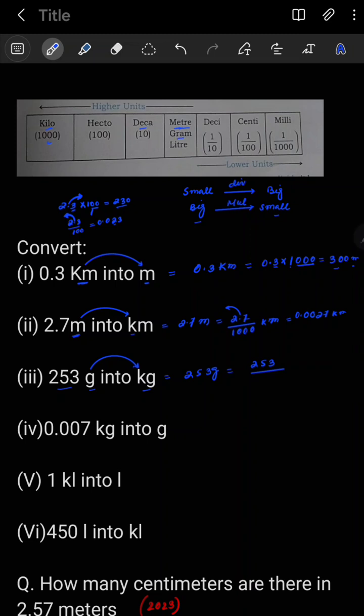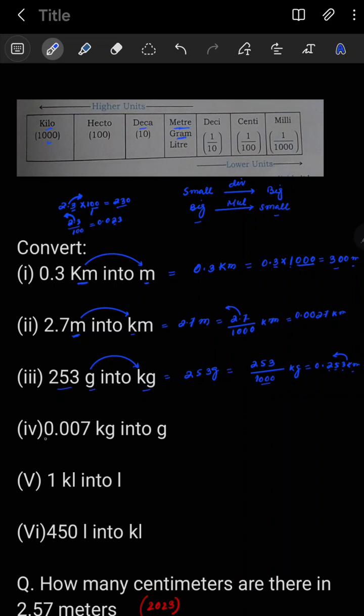So gram is here, so you can see how many 0s? 1 2 3, means 1000. So you have to divide with 1000. If you divide with 1000, how much will you get? Here your point will sweep to which side? Your point will sweep to the left side in case of division. So 1 house, 2 house, 3 house. Here how many 0s? 3 0s. So after 3 houses you have to put the point, and then put a 0 here. So it is 0.253 kilometer.